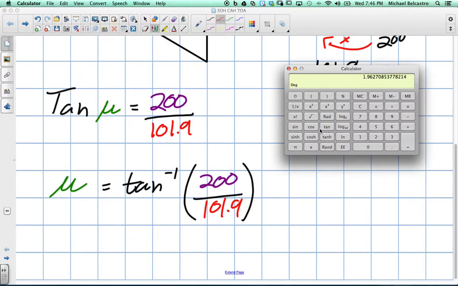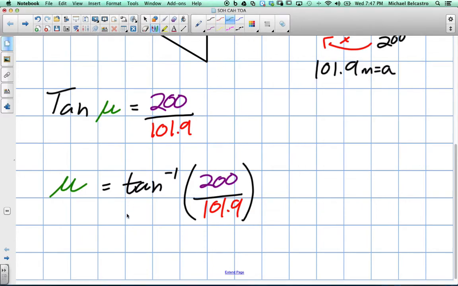Here's tan, but I need tan inverse. So on my calculator, I have to hit shift, and then there's tan inverse. So I do tan inverse of that number, 63. So apparently mu is 63 degrees.